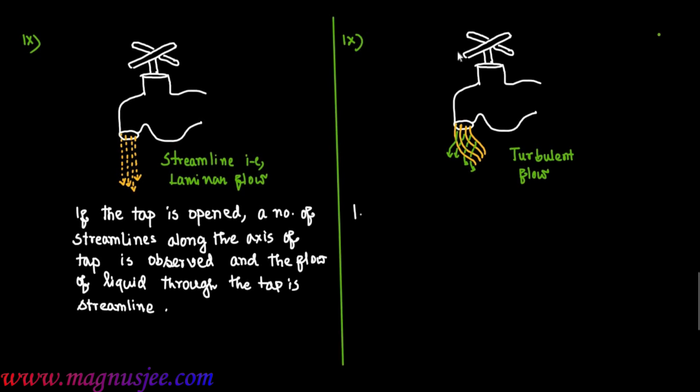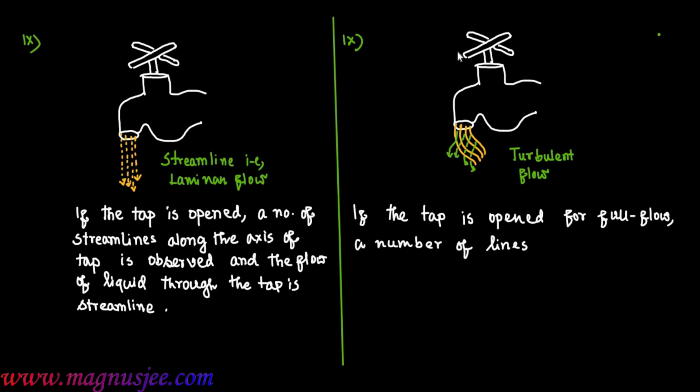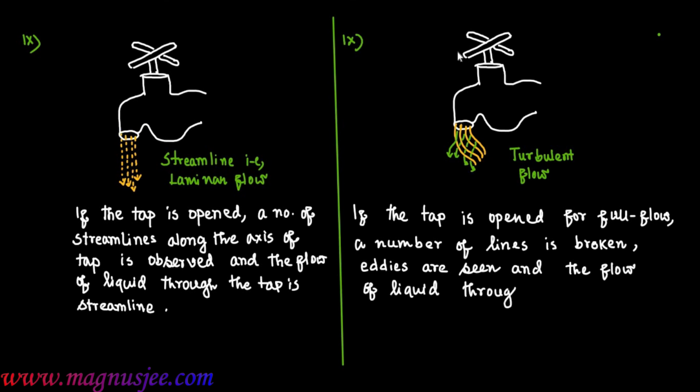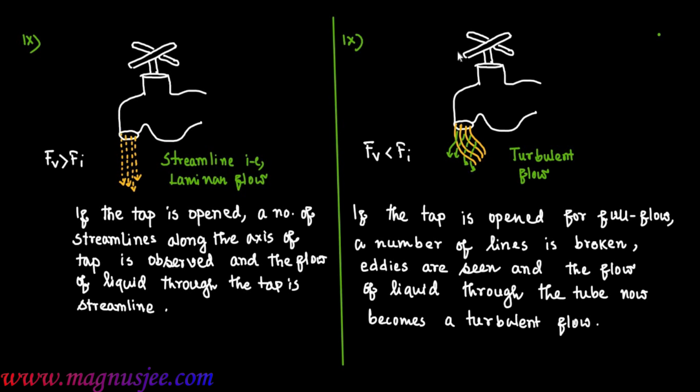On the right hand side, for turbulent flow, if the tap is opened for full flow, a number of lines will be broken and eddies are seen, and the flow of liquid through the tap now becomes turbulent flow. For streamline flow, viscous drag F_V is greater than inertial force F, and for turbulent flow, viscous drag F_V is less than inertial force F.